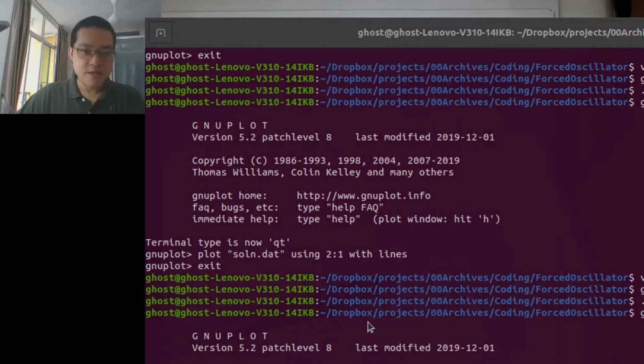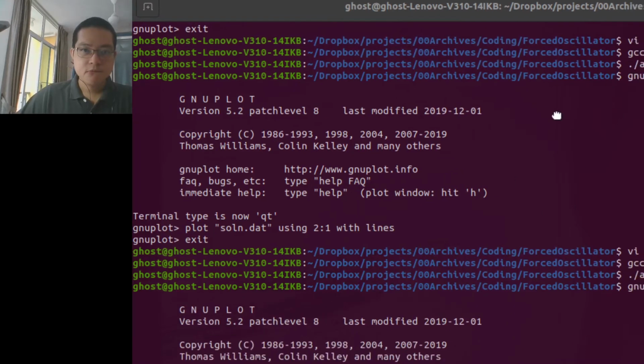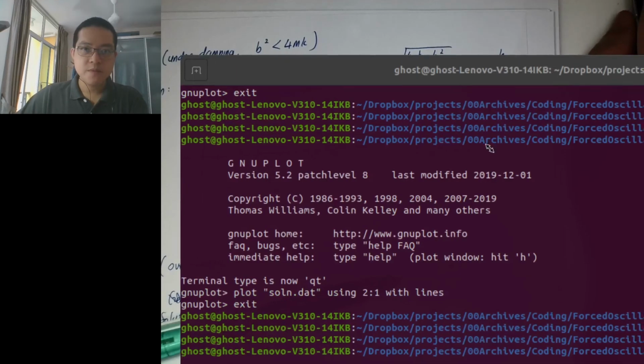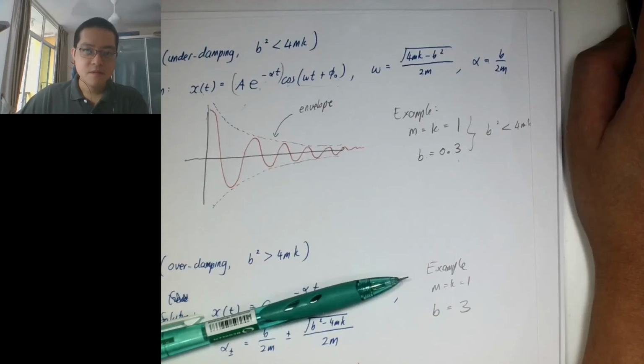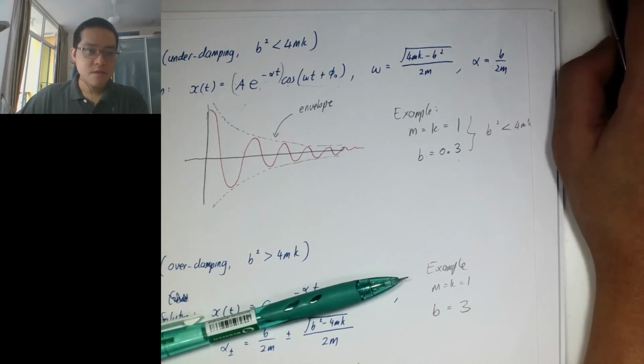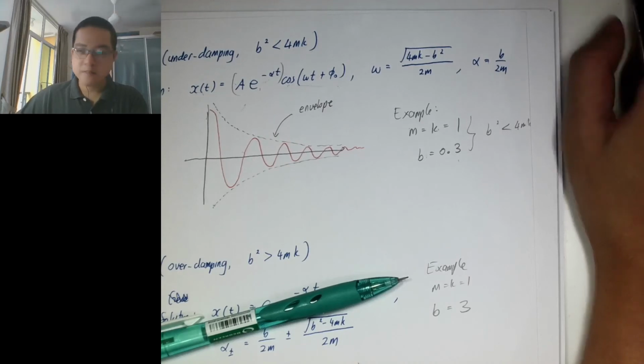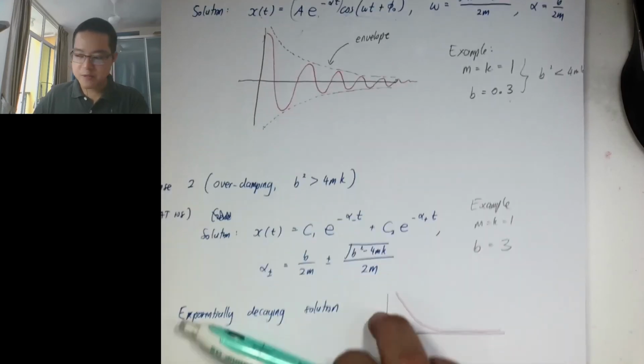Okay, so those are the cases. Basically I'm just using a computer to reproduce all these situations over here. Any questions so far?